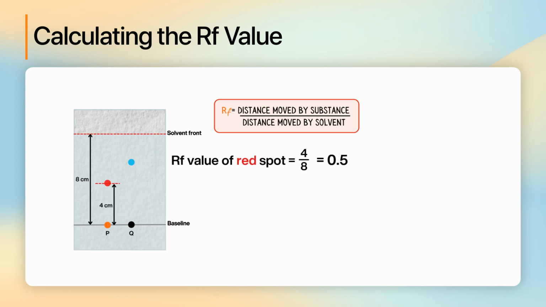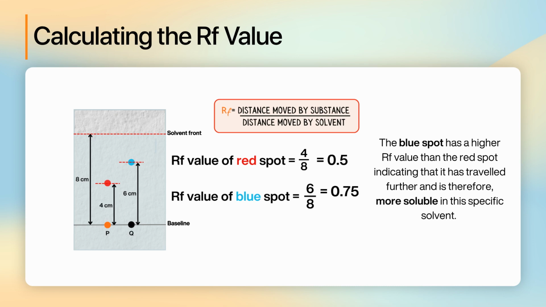We can do a similar process for the blue spot. In this case, the distance from the baseline to the center of the blue spot is 6 centimeters. Hence, the RF value is 6 divided by 8 equals 0.75. The blue spot has a higher RF value than the red spot, indicating that it has traveled further and is therefore more soluble in this specific solvent.